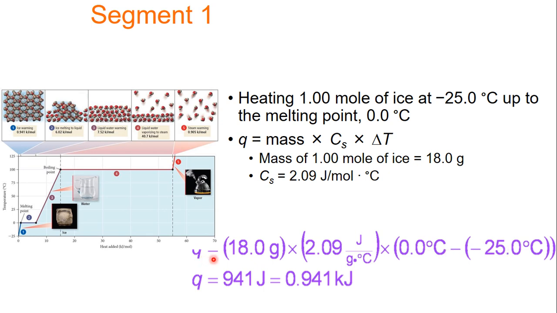So we have heat equals 18 grams times 2.09 joules per gram Celsius times 25 degrees Celsius. Celsius cancel out, grams cancel out, and the amount of energy it takes to heat up ice from minus 25 to 0 is 941 joules or 0.941 kilojoules. So we should have a unit of energy when we do this, and I don't care unless I tell you specifically if your answer is in joules or kilojoules, as long as you're consistent. By that I mean all your answers should be in kilojoules or all your answers should be in joules.